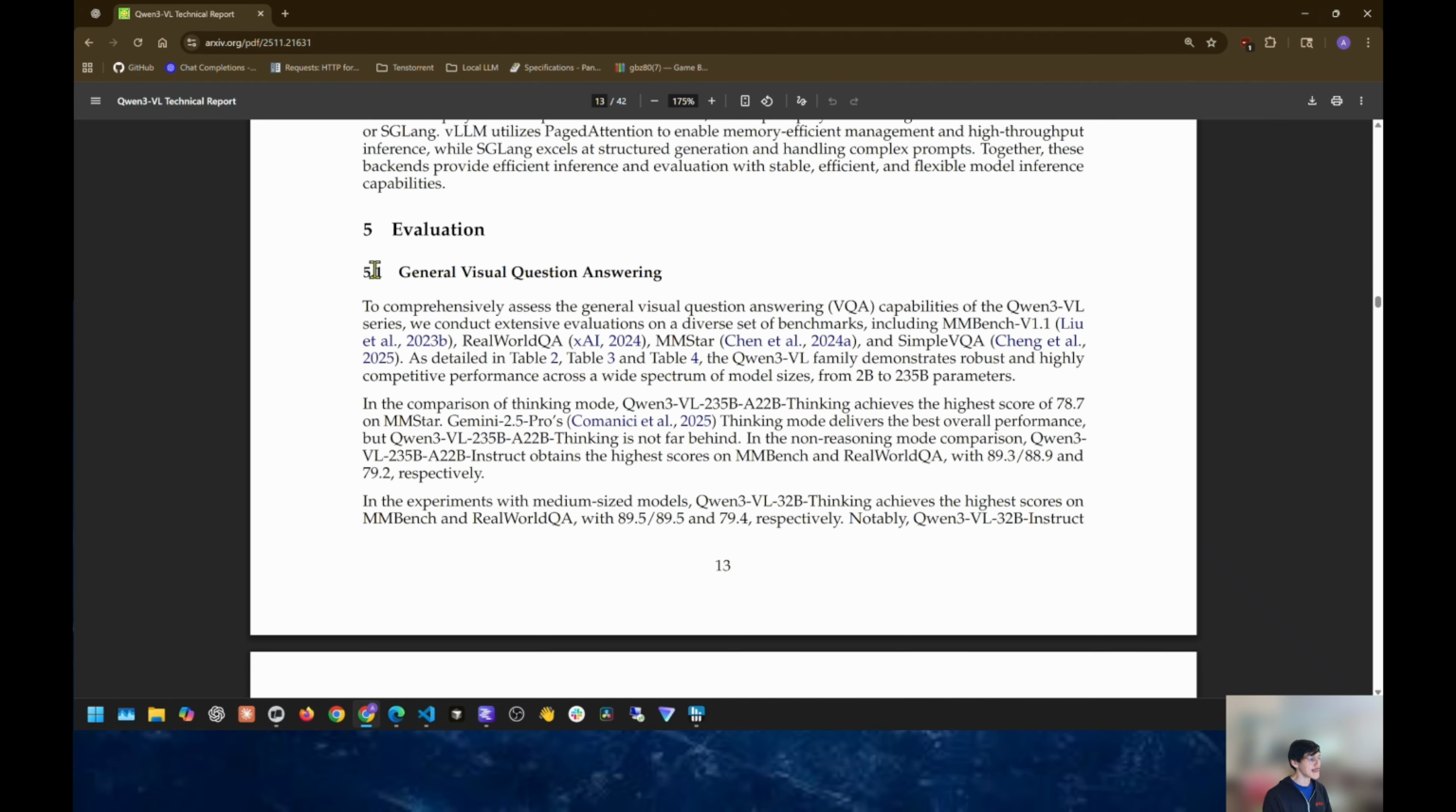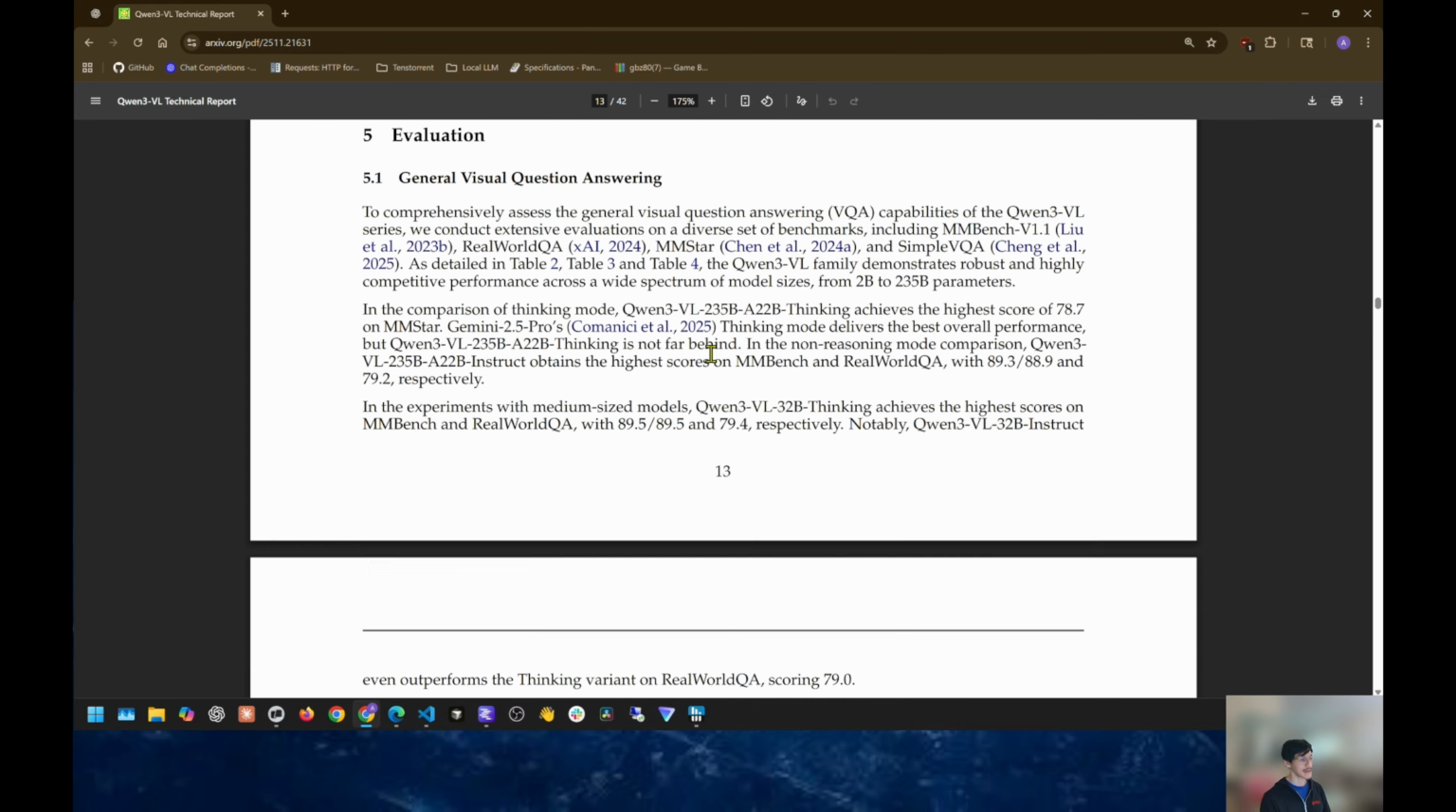Evaluation. General visual question answering. To comprehensively assess the general visual question answering (VQA) capabilities of the Qwen3-VL series, we conduct extensive evaluations on a diverse set of benchmarks, including MMBench v1.1, RealWorldQA, MMStar, and SimpleVQA. As detailed in Table 2, Table 3, and Table 4, the Qwen3-VL family demonstrates robust and highly competitive performance across a wide spectrum of model sizes, from 2 billion to 235 billion parameters.